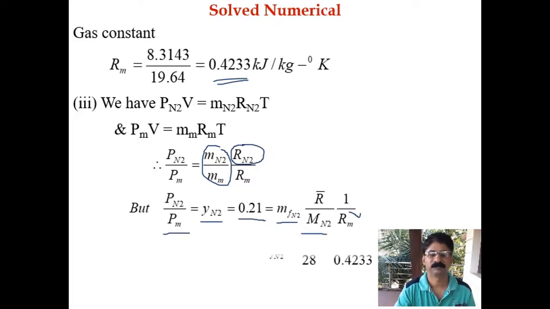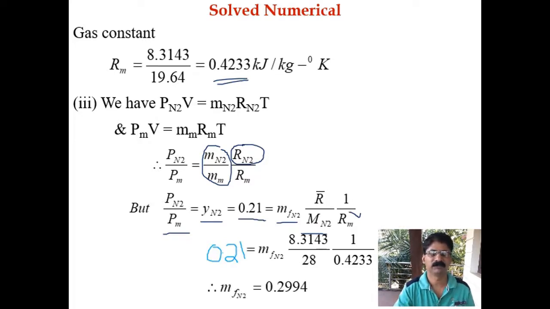So you substitute here: 0.21 is equal to MF N2 into 8.3143 by 28 into 1 by 0.4233. So you'll get MF, that is the mass fraction of N2, as 0.2994. Mass fraction doesn't have any unit because it is the mass of the individual constituent gas divided by the total mass of the mixture.